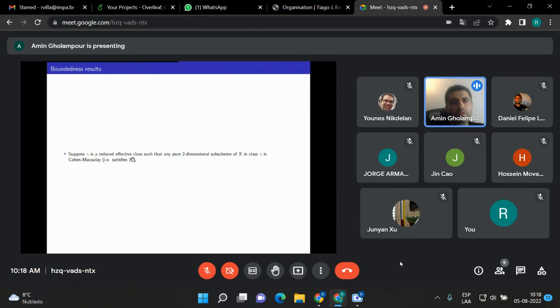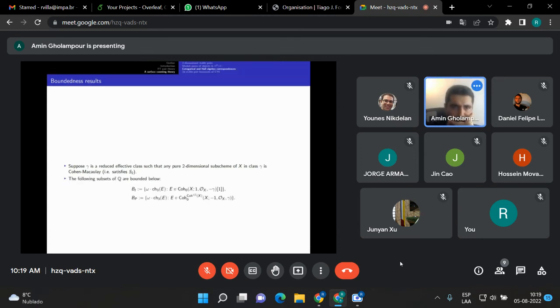So suppose that gamma is a reduced effective class as before. For a technical reason, we need to assume that gamma is a reduced class, such that we also assume that any pure two-dimensional subschemes of X in class gamma are Cohen-Macaulay, so they satisfy S2. We saw that it is possible for pure two-dimensional subschemes to be S1 but not S2. So we fix a class gamma satisfying this property. And then for such classes, we can interpret these two categorical relations as Hall algebra relations.